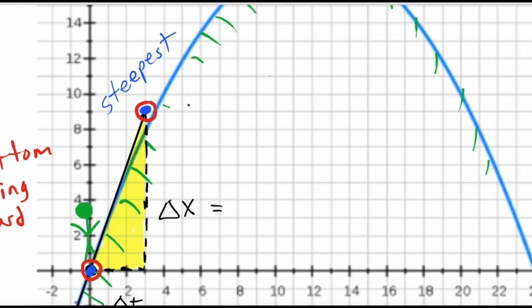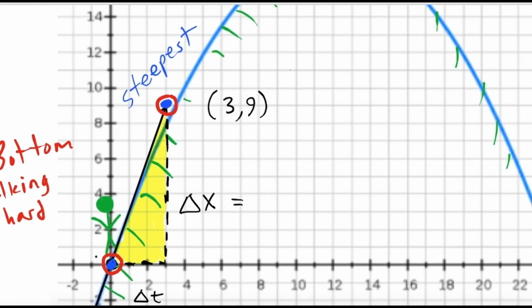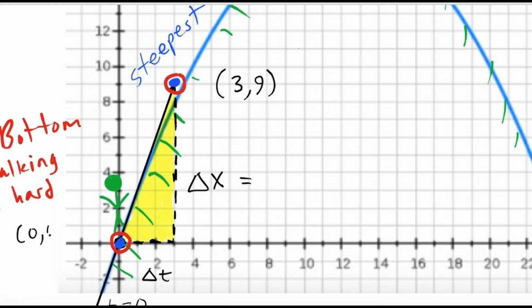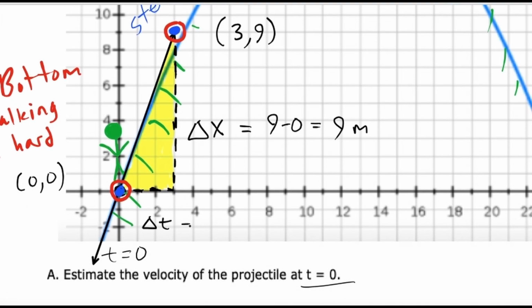So like this point here is (3, 9). And this point is, of course, the origin, (0, 0). So our delta x then is going to be 9 minus 0, which is 9 meters. And our delta t here is clearly 3 minus 0, 3 seconds.